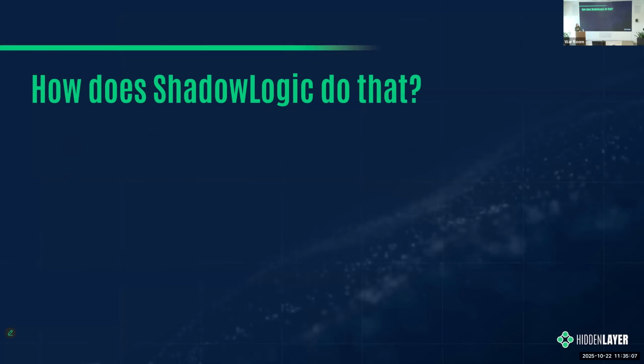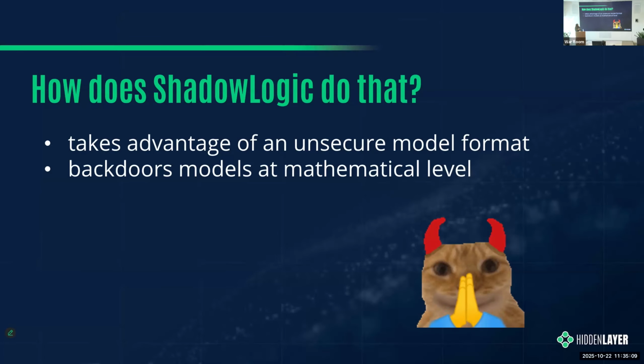Okay, how does ShadowLogic actually do this? It takes advantage of the computational graph model format, which is generally not subjected to the same rigorous security standards as other types of file formats are. And because it's not, we're able to backdoor models on the level of their actual mathematical functions. So we're able to change the way models process data at the computational graph level.